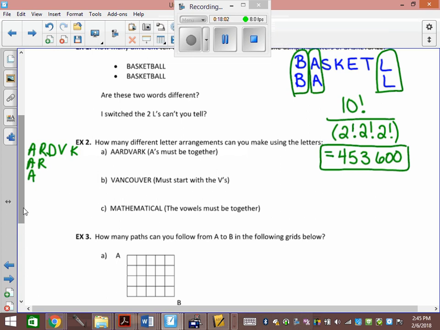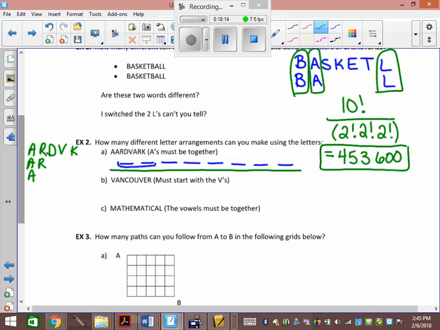They say the A's must be together. Aardvark is 8 letters. 1, 2, 3, 4, 5, 6, 7, 8. The A's must be together. You know what I'm going to do right away? I'm going to put on the bottom 3 factorial, 2 factorial, for the A's and the R's. I have 3 A's and 2 R's, right? So on the bottom, I'm going to do that. On the top, I'm going to treat them like they're all different. We agree? Like I can tell the difference between the A's. Can I? No. And I should have clicked together 3 letters because there's 3 A's. I just seen that. Okay.